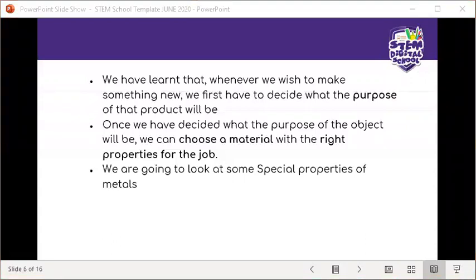Hey, Malik? Yes, ma'am. I don't understand what this is. You don't understand what is? We have learned that whenever we wish to make something new, we first have to decide what the purpose of the product will be. Oh, okay. So I should explain that first bullet. Yes, please, ma'am. Okay, cool. No problem.